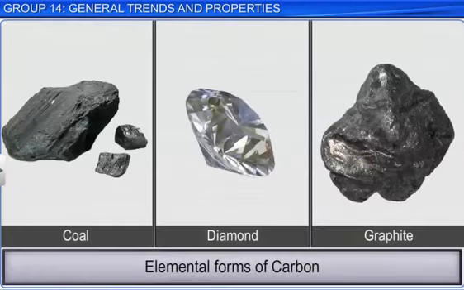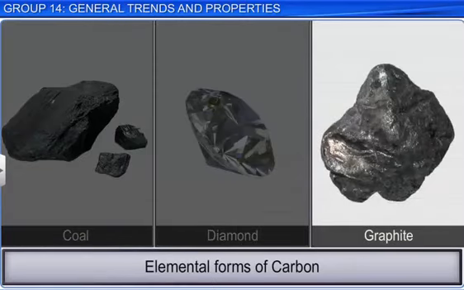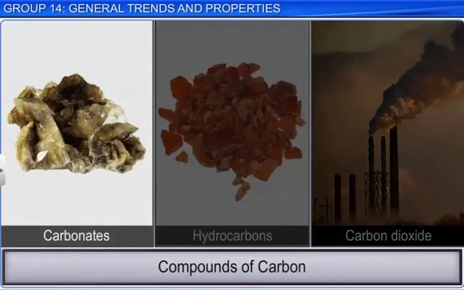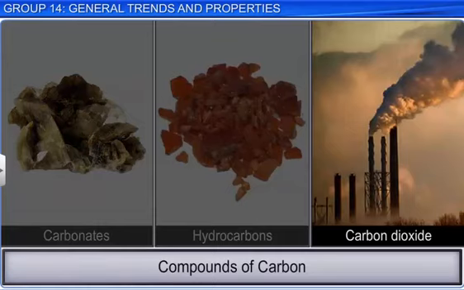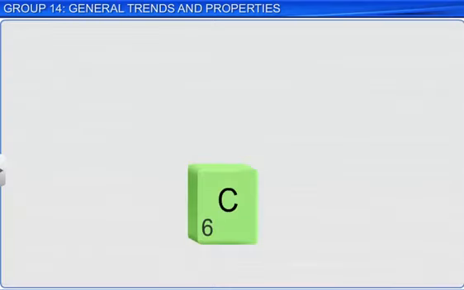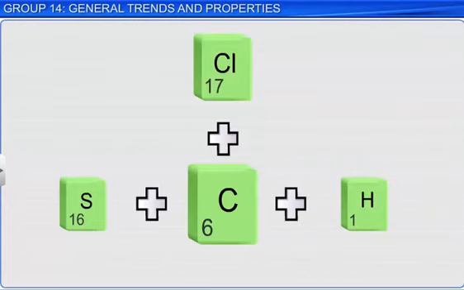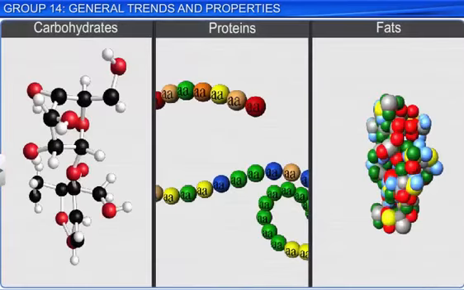The element is found in several different forms in nature: coal, diamond, and graphite. It is found in a range of compounds in nature, including carbonates, hydrocarbons, and carbon dioxide. Since carbon can combine with sulfur, hydrogen, and chlorine, it forms a wide range of compounds that are used for everything from medicines to plastics. Carbon is essential for a number of biologically important substances as well.